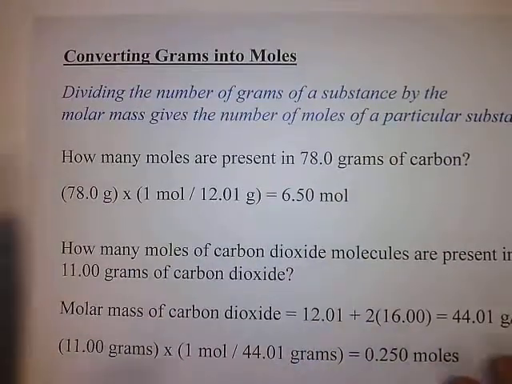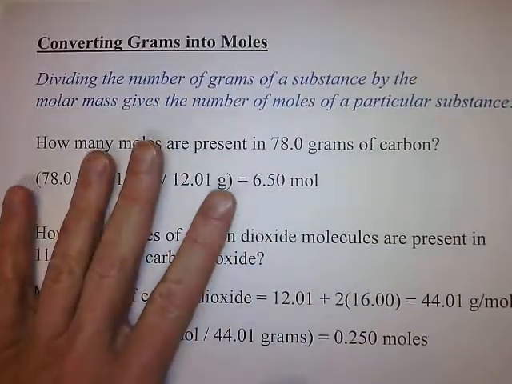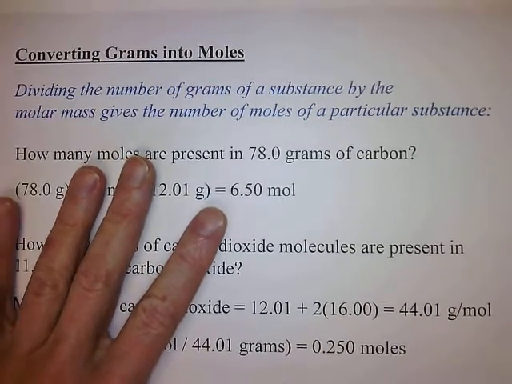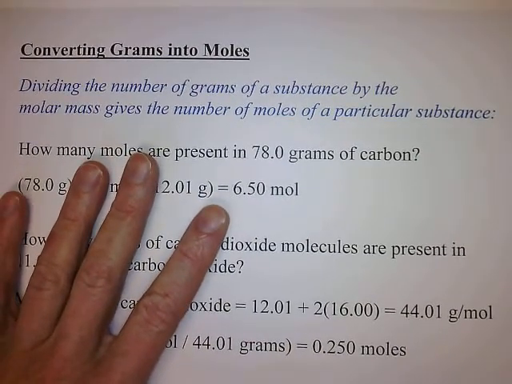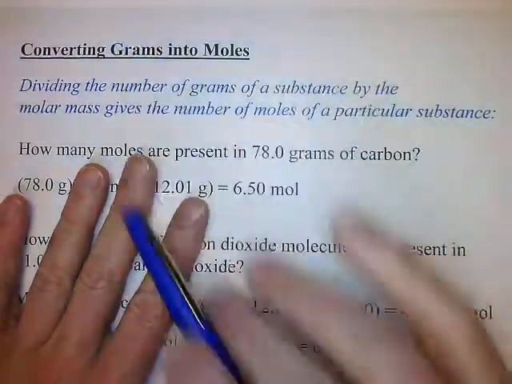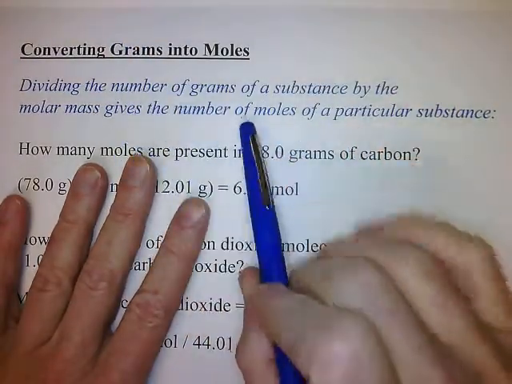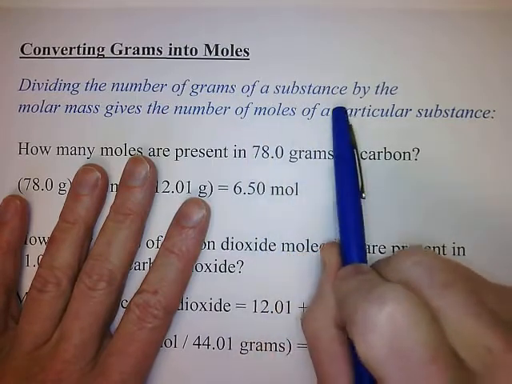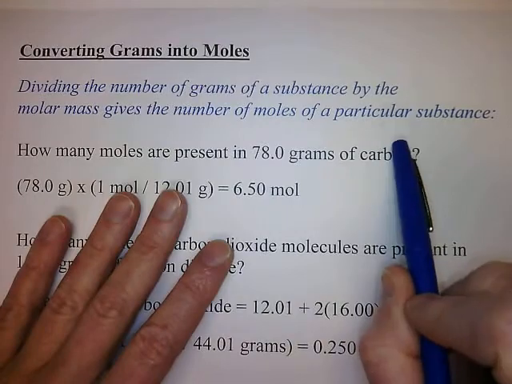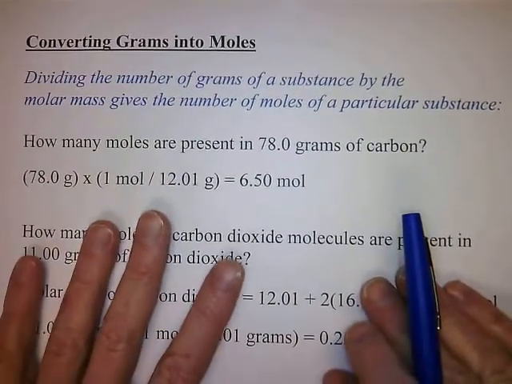So, suppose I asked you the question, if you have so many grams of a substance, how many moles do you have? How do you do that calculation? There's 2 calculations, grams into moles and moles into grams. So let's do grams into moles. So if you divide the number of grams of a substance by the molar mass, this gives you the number of moles of a particular substance.